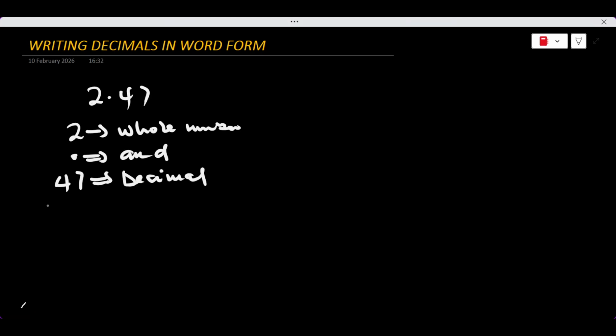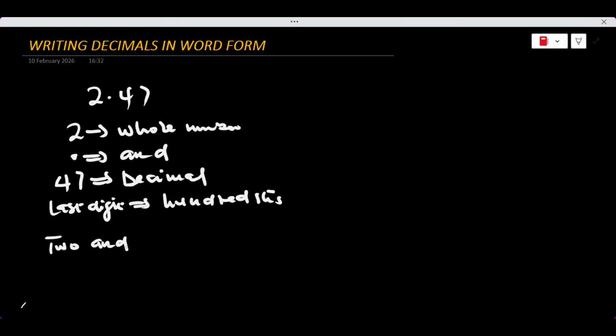And then you add the last digit's place value. The last digit is at where? The hundredths position. So this will be read as what? 2 and 47. Then you add the last digit place value, hundredths. I hope that is simple and clear.